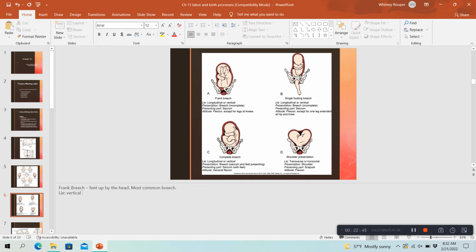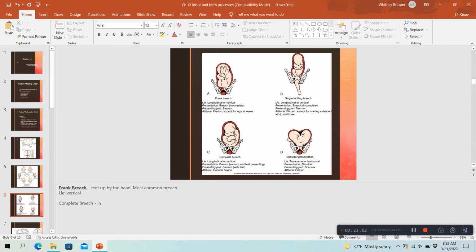Now, over here you have single footling breech, meaning the foot's coming first. You can have single or double footling breech. Here you've got complete breech. When the baby's sitting Indian style like this, that's called complete breech. And then right here, actually, this is a shoulder presentation.